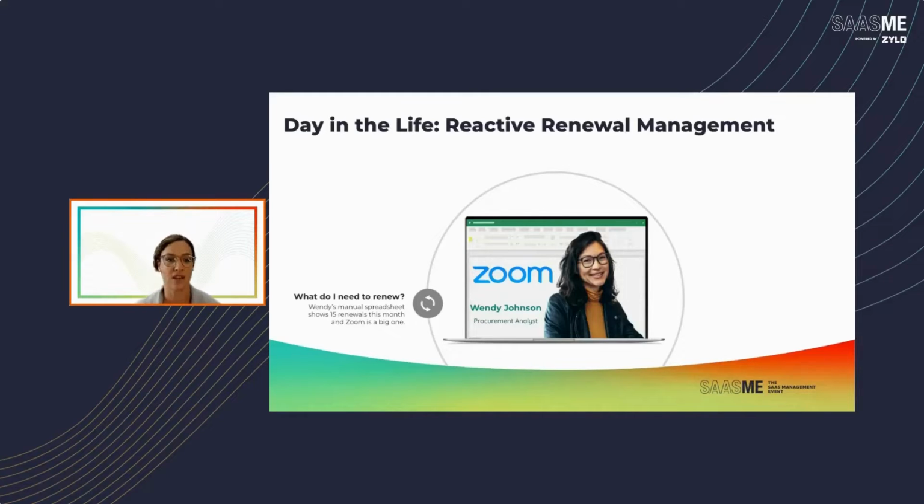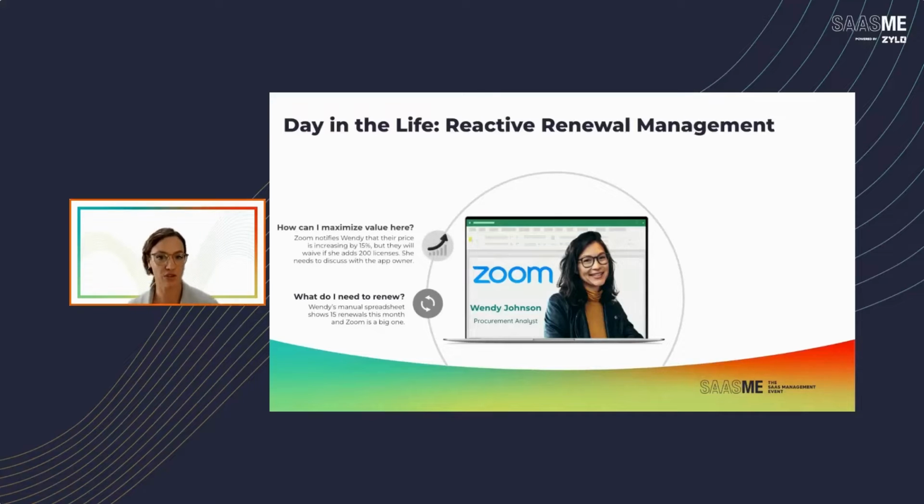One of the first things that Wendy needs to know is, what do I even need to renew? And this is where her manual spreadsheet comes in. She thinks she's got a pretty good understanding of those 15 apps, let's say this month, and Zoom is a big one that she knows is coming up. So we'll use that as our example here.